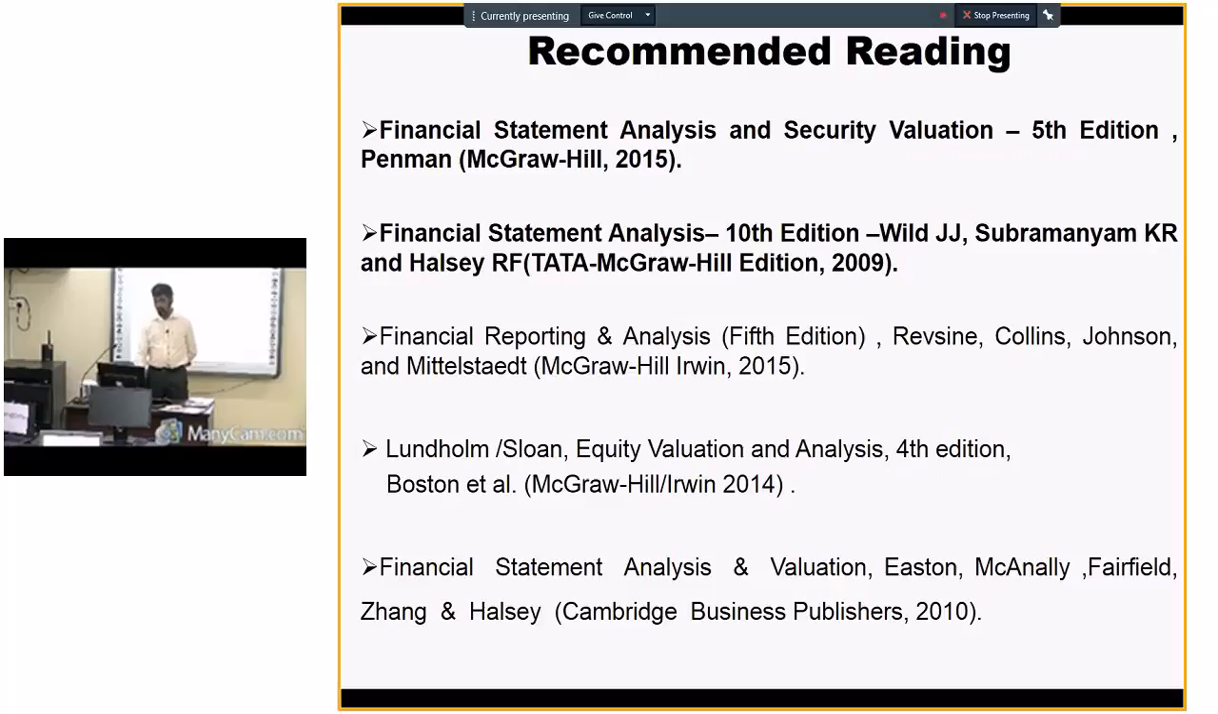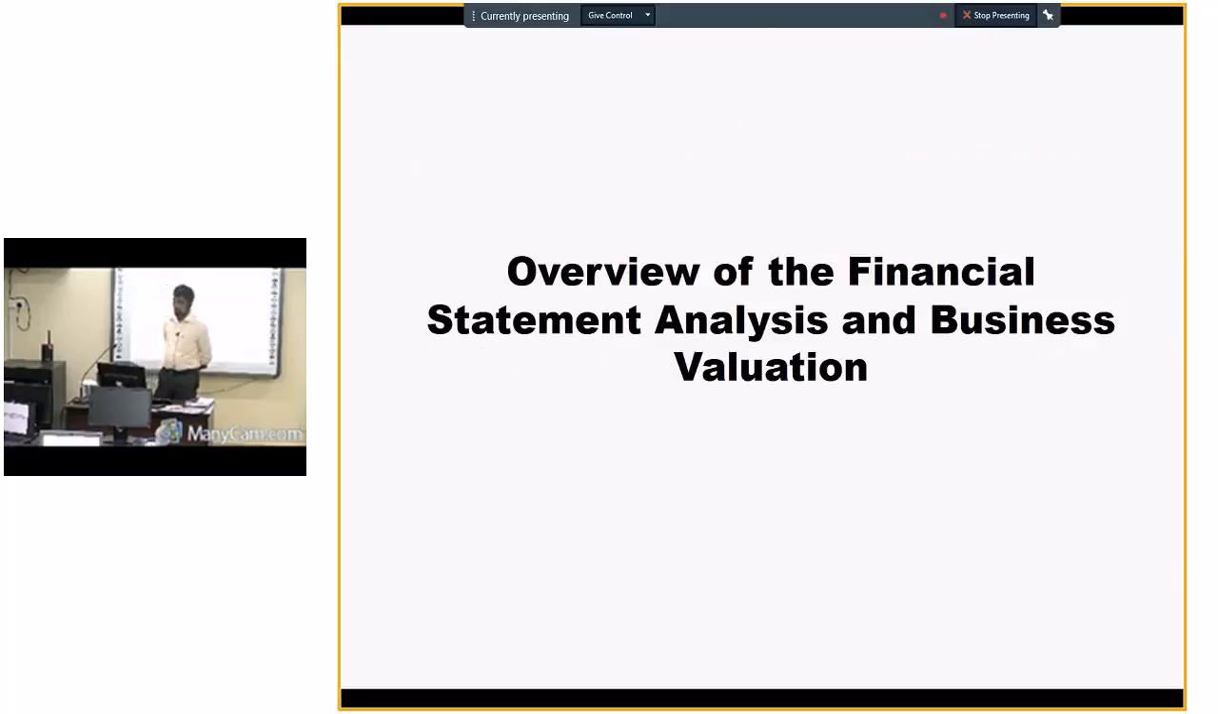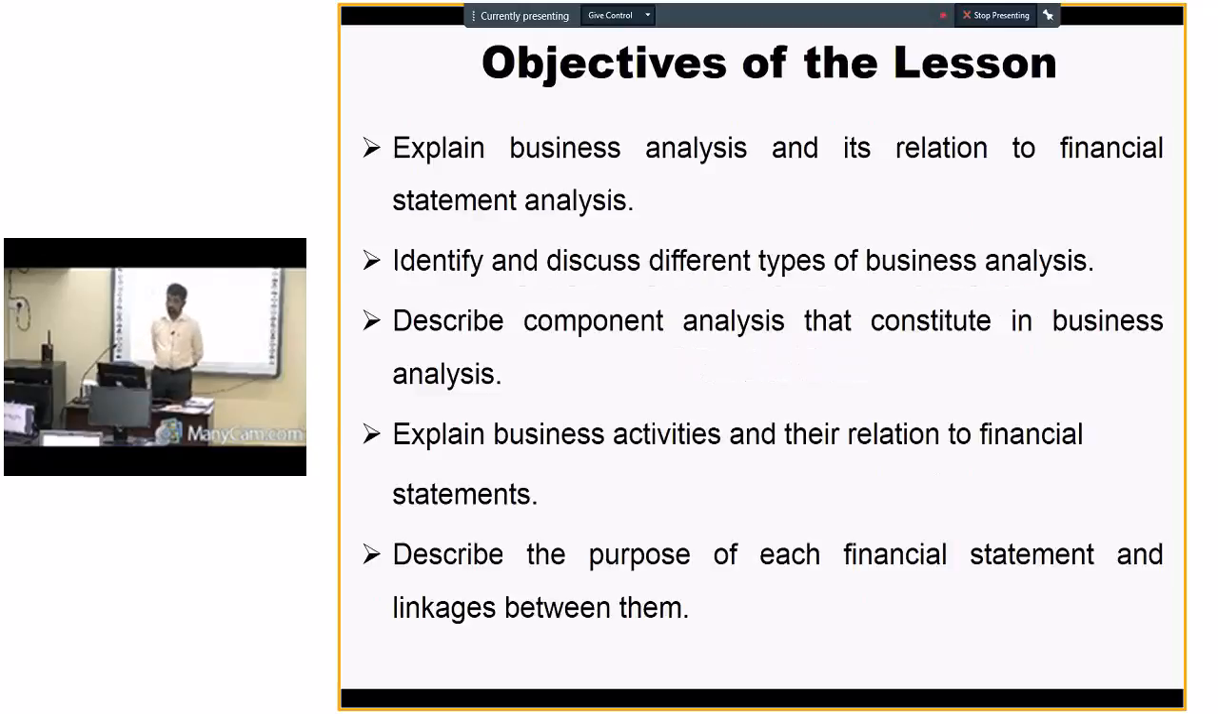Then you can see a number of recommended texts. Right, now today's session is an overview of the financial statement and business valuation. Here, the lesson objectives. After completing this lesson, you should be able to explain business analysis and its relations to financial statement analysis. Actually, before studying financial statement analysis, we should have overall knowledge and know how to link financial statement analysis with the theoretical background. We need to think with that theoretical background.